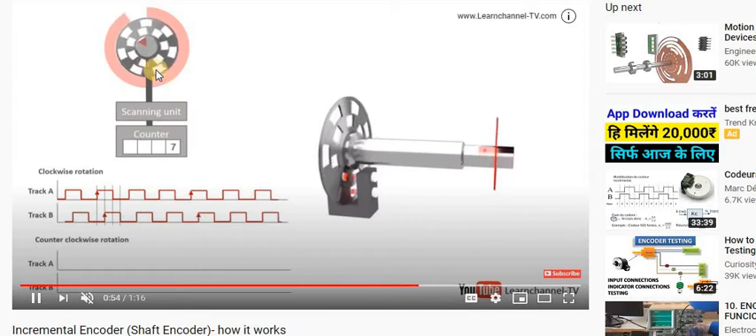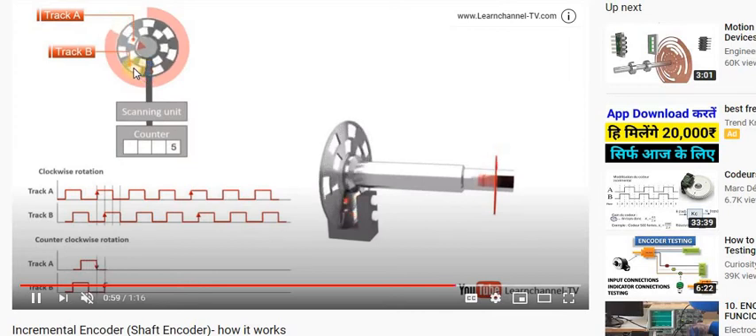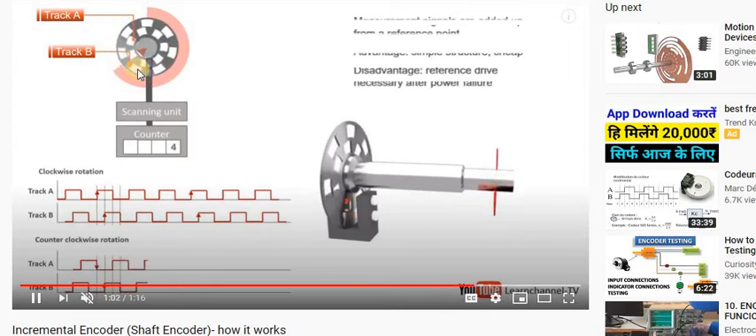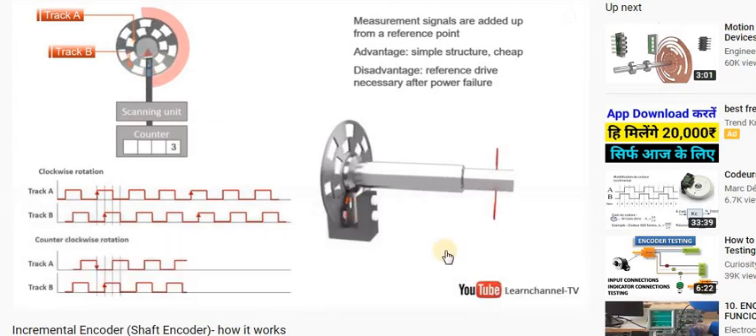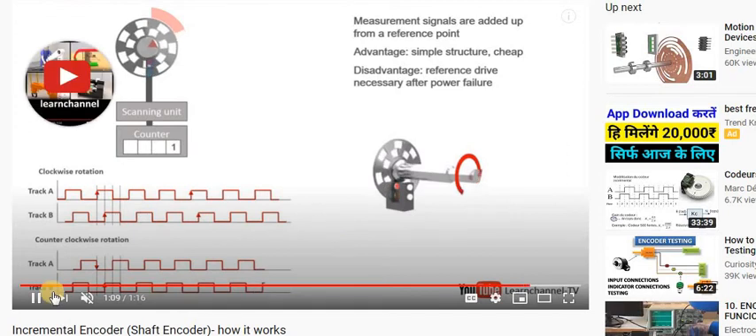Look at this: 8, 6, this is 5, this is 4, this is 3. So track A and B generate pulses over here, and as per this track we can count. Remember, it is an incremental encoder, so clockwise rotation denotes incrementing the counter, and anti-clockwise denotes decrementing the counter number over here. So this is generally called an encoder.